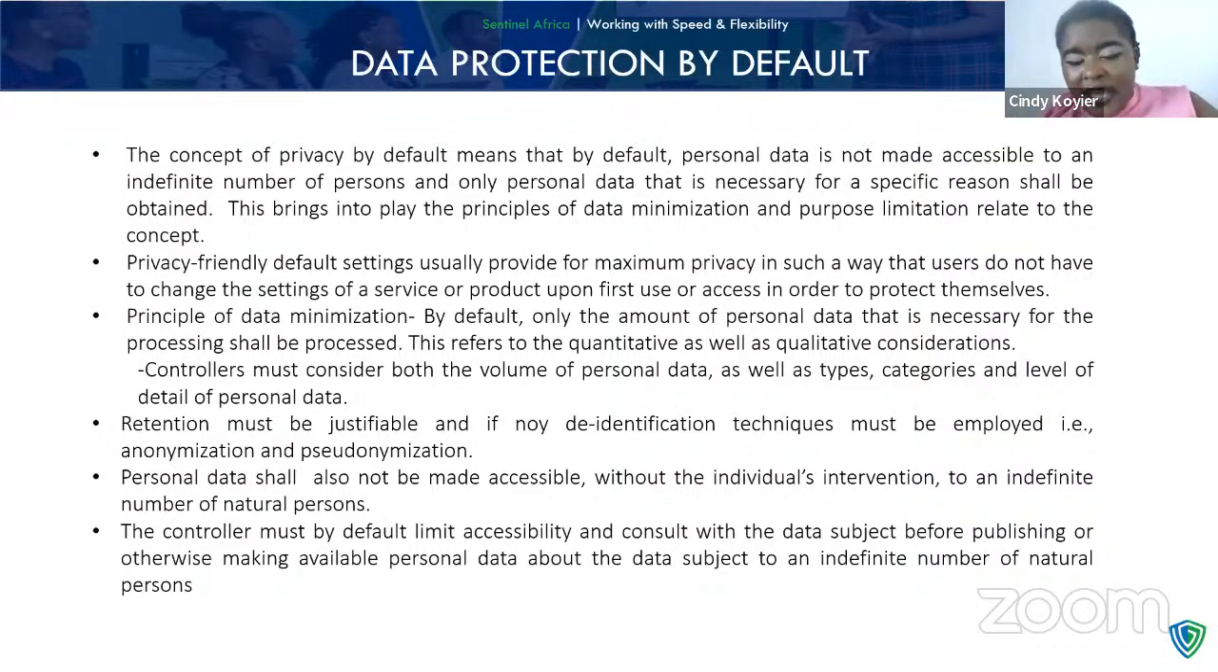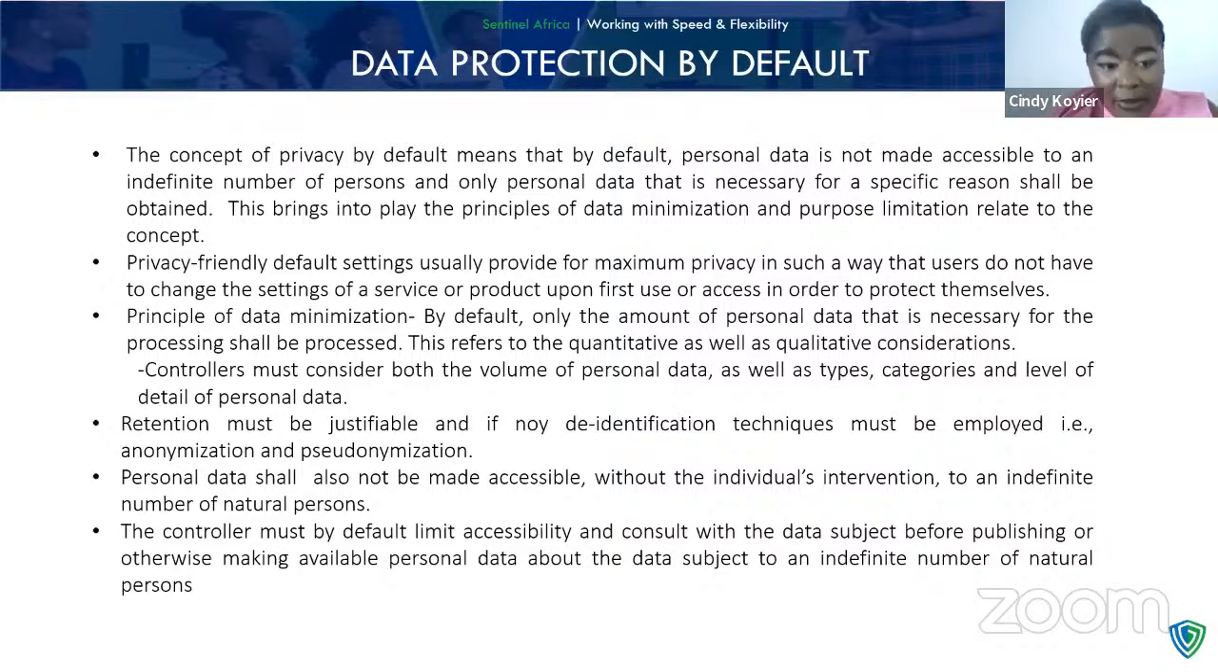And if it's not justifiable, we have to make sure that we have the identification techniques in place. This includes anonymization and pseudonymization. Both these techniques are where we are making the personal data that we are retaining no longer identifiable back to the data subject in question. So within anonymization, there are different techniques.